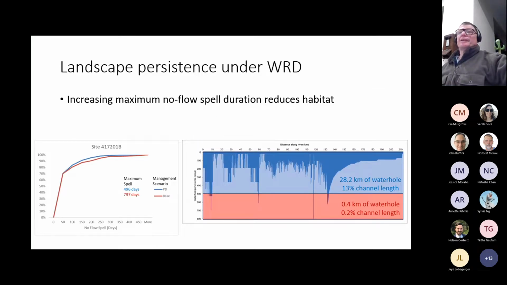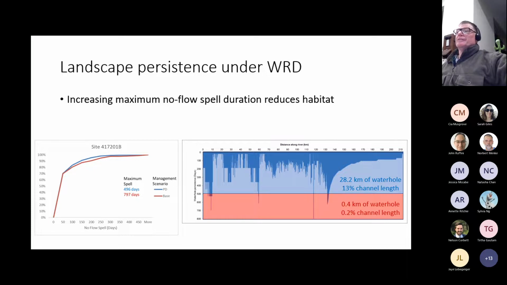At the time we applied that to the existing IQQM outputs for the Moonie. This was back in the 2000s, so this is pretty old data. And at that time, the maximum no-flow spell under pre-development was 496 days, and the maximum no-flow spell under the full entitlement case was nearly 800 days.